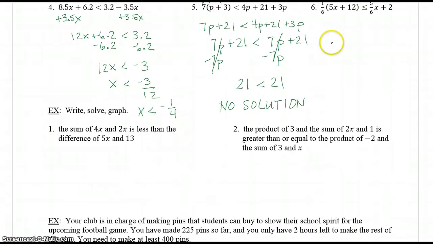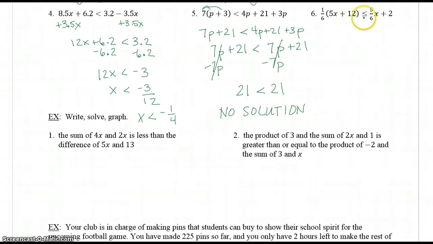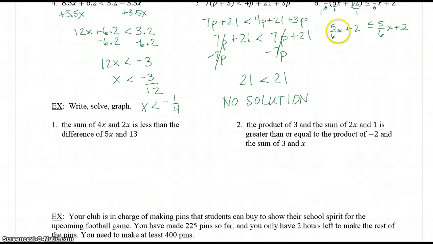Okay, so for number 6, we're also going to distribute, and you distribute a fraction just the same way. If it helps for you to put the 5 over 1 and the 12 over 1, you can do that. 1/6 times 5x is just going to be 5/6 x. The 6 and the 12 do reduce evenly. So 1/6 of 12 would just be 2, less than or equal to 5/6 x plus 2. You can see that if we subtract the 5/6 x from both sides, it cancels. And we get 2 is less than or equal to 2.